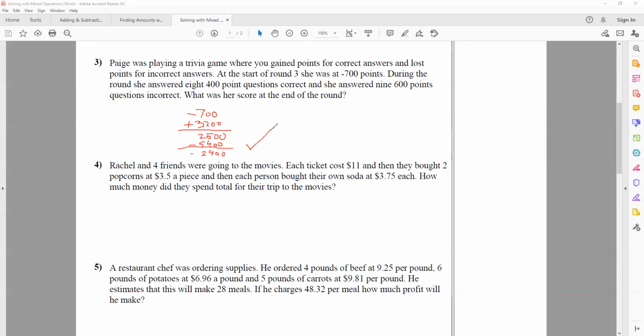You did some of it by yourself, so that's good. Okay, number 4. That's a very low score. Yeah, that's actually negative, so that means she really did bad.